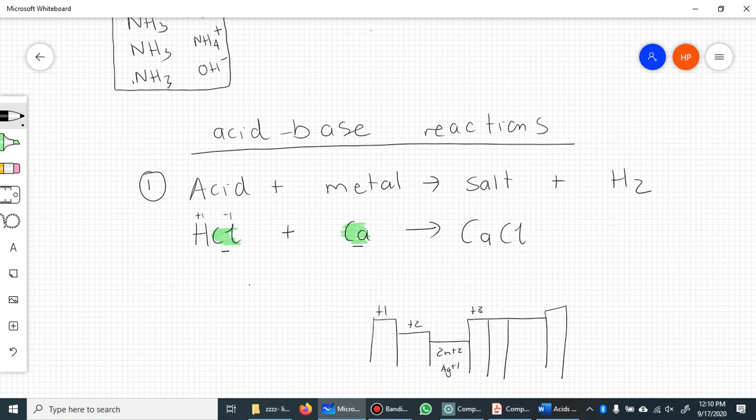Group 4s have a charge of plus or minus 4. Group 5s have a charge of -3. Group 6 -2. Group 7 -1. And group 8 are neutral.